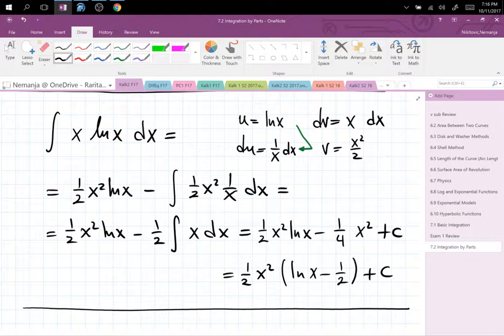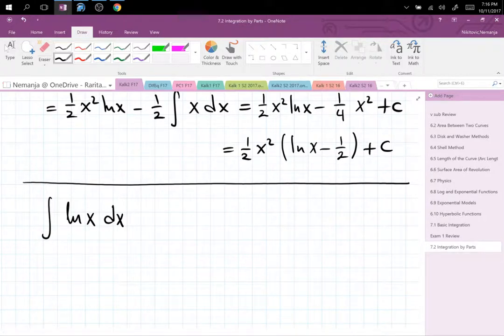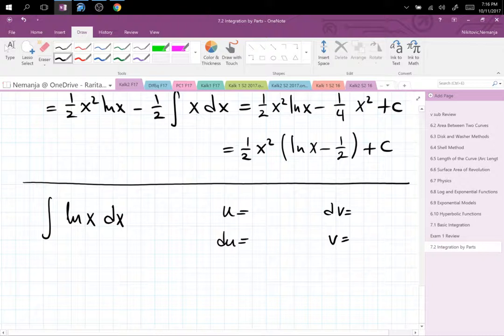Now, Ryan mentioned that we should learn the integral of ln. So let's learn the integral of ln. You have to pick u and dv, and then compute du and v.